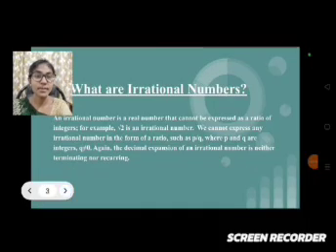What are irrational numbers? An irrational number is a real number that cannot be expressed as a ratio of integers. For example, √2 is an irrational number. We cannot express any irrational number in the form of a ratio such as p by q, where p and q are integers and q is not equal to 0. Again, the decimal expansion of an irrational number is neither terminating nor recurring.